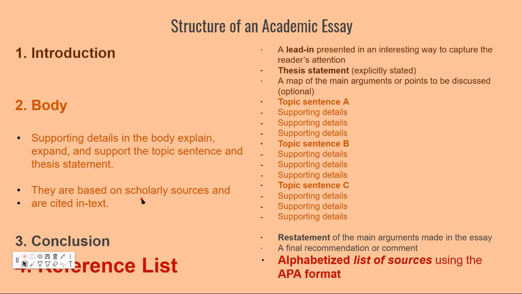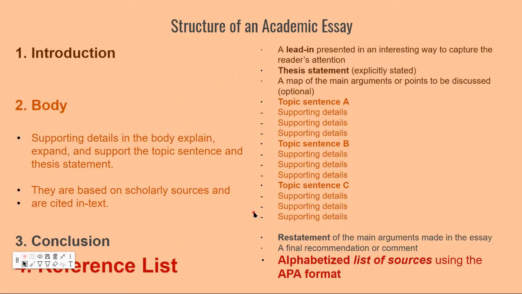And finally, you also have the conclusion. In the conclusion, it's basically a restatement of the main arguments made in the essay and the final recommendation or comment that you have regarding your position paper. So this should practically suggest courses of action or solutions that your readers or listeners should be embarking on or taking action. And you also have the reference list. Again, please follow the APA format, which we have discussed already in the previous lessons.